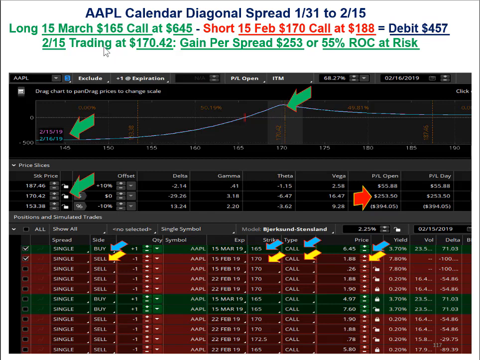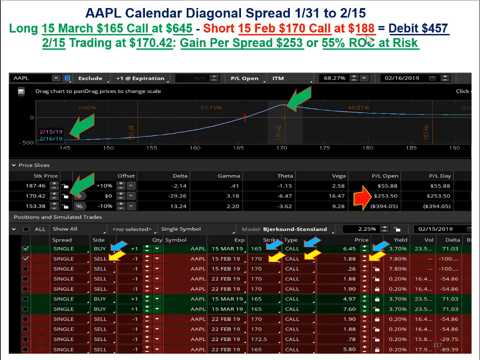That takes advantage of accelerated theta decay. In this trade, on January the 31st, we bought the 15 March 165 call, paying $645 for one option contract. Instead of selling the 170 against it in the 15 March series, which would be a call debit spread, we did it closer in. We sold the 15 February 170 call and brought in $188. So the debit cost, which is the maximum risk, was $457. The beauty of the trade is that if it goes sideways, we get accelerated theta decay on this short 170 call.